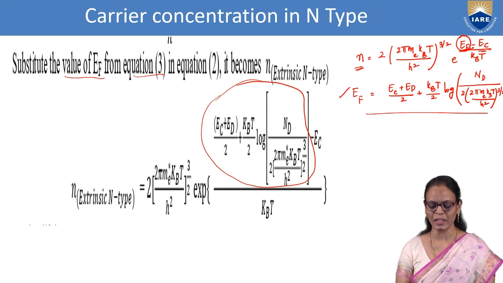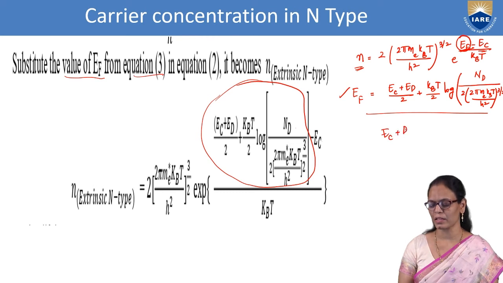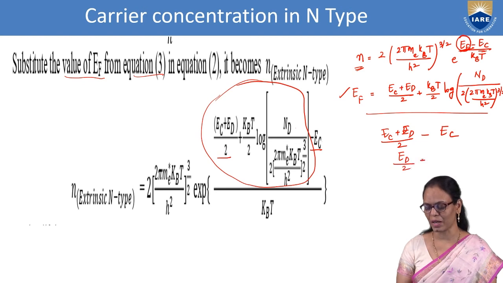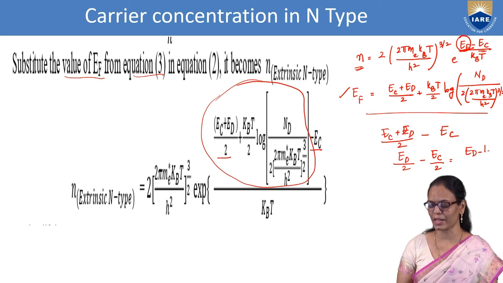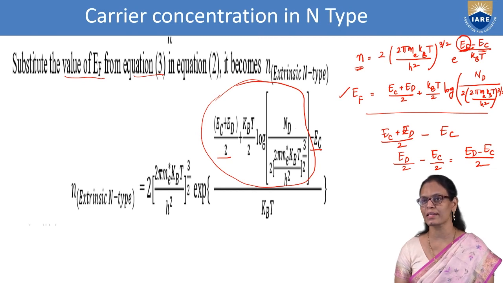Here we have (EC + ED)/2 minus EC. I am just talking about this term and this term. So we have EC/2 minus EC, that is 1 EC and half EC, so we will get ED/2 minus EC/2, or you can simply write it as (ED − EC)/2, because we are simplifying these terms now. For (EC + ED)/2 minus EC, we are going to get (ED − EC)/2.